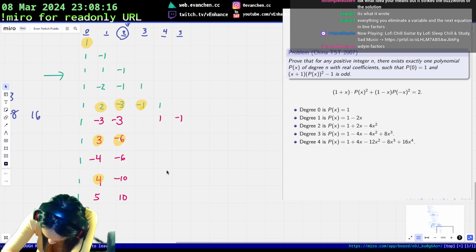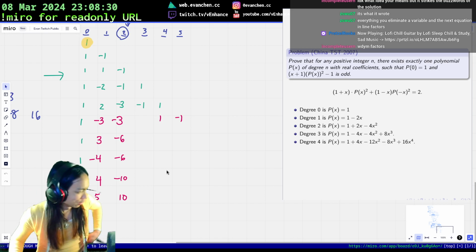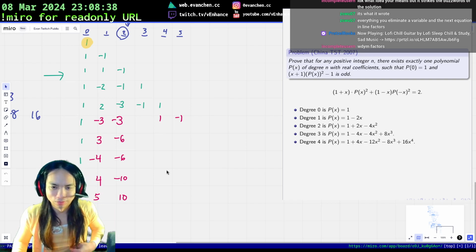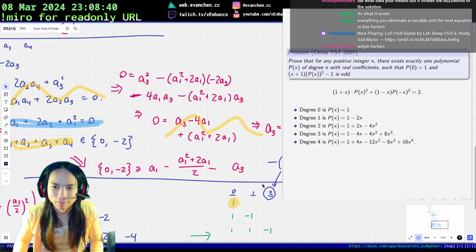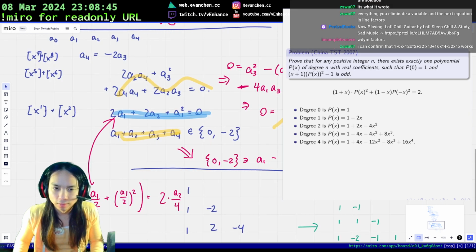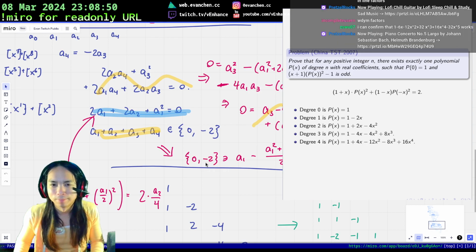Shoot. I ran out a little, the entries a little too early. But the fact that the second column is all binomial coefficients is strong. A3, what are the constraints on A3? Can I solve for... the problem is they come in pairs, but, crap.